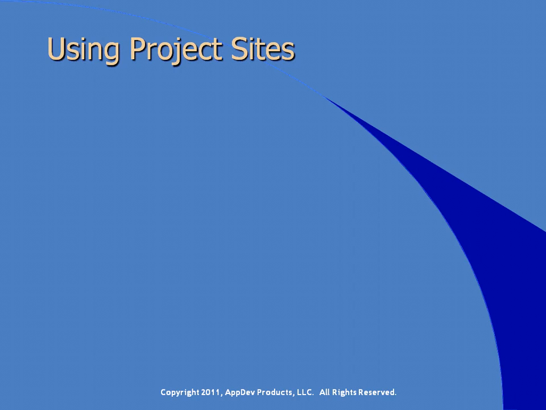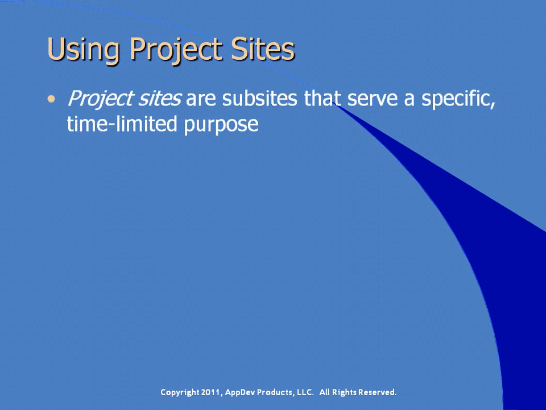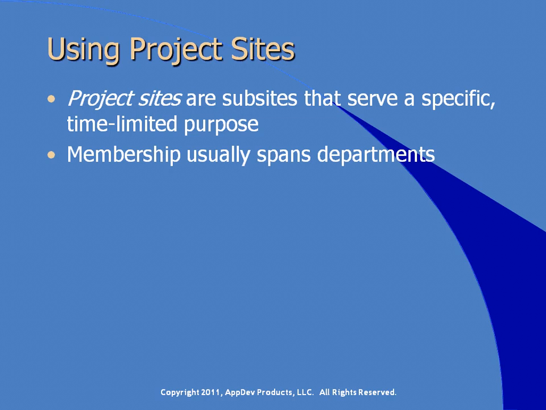Using project sites. SharePoint is a site where people collaborate on the testing and rollout of SharePoint. An example of that is a project site. Project sites are sub-sites that serve a specific time-limited purpose. Once the project is over, the site is either archived or removed from the site collection. Their membership usually spans multiple departments. The project site has a beginning, middle, and end, and the project site collects the key documents that drive decisions, capture discussion and feedback, and can track progress over the life of the project.